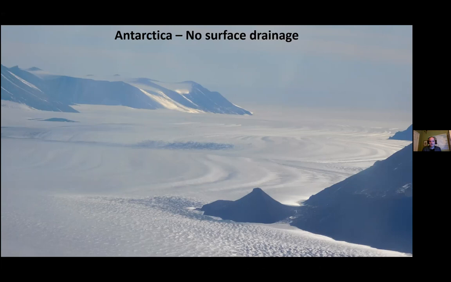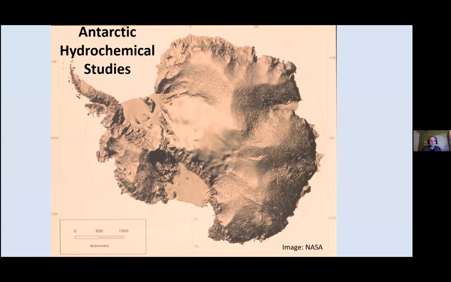So this is a very different system because it has a lot less water, and the water moves a lot more slowly. It is often stored in lakes, stored in tills, and makes its way off the continent, but at a much, much more leisurely pace because there's much less input of melt. So I'll start with Antarctica and compare it back to Greenland and alpine glacial systems.